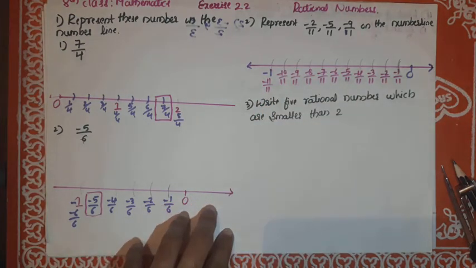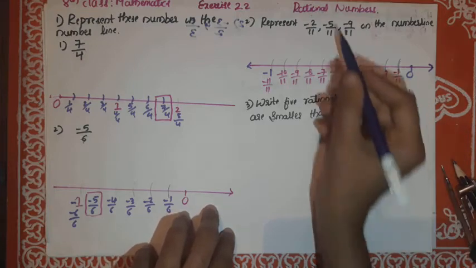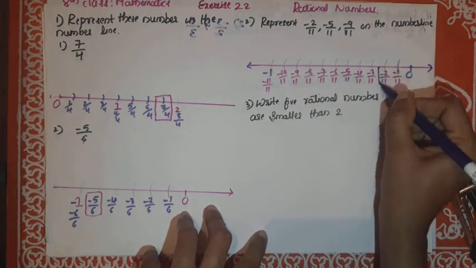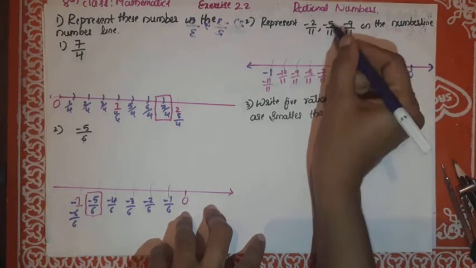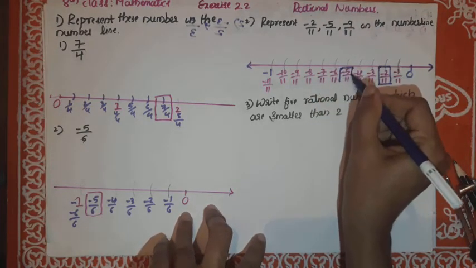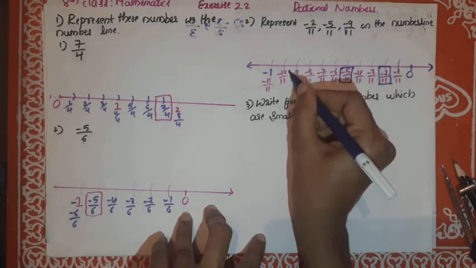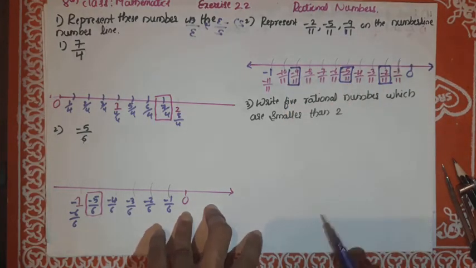So here we need to denote minus 2 by 11. This number. Next one, minus 5 by 11. This one. Next minus 9 by 11. This one. We denoted 3 numbers.